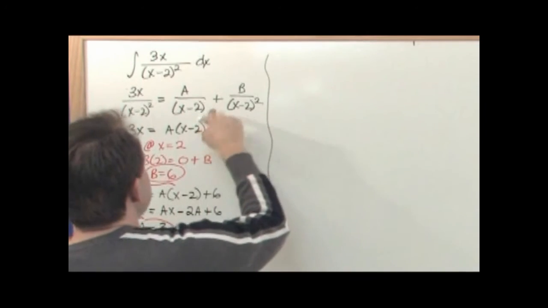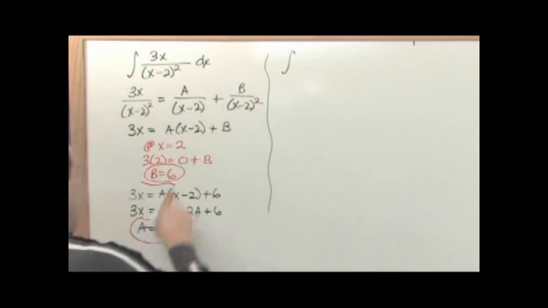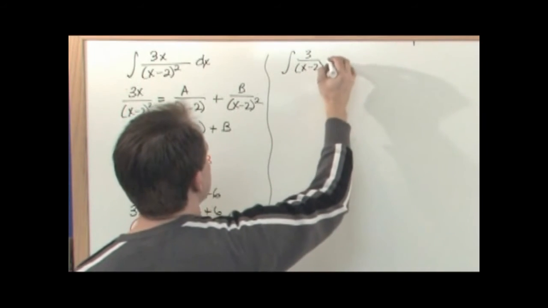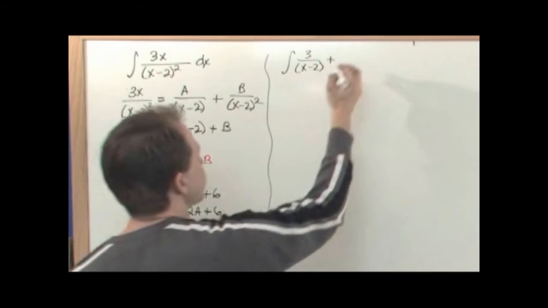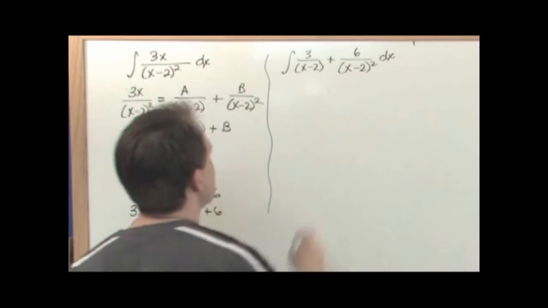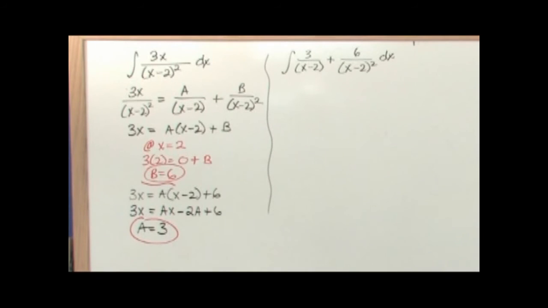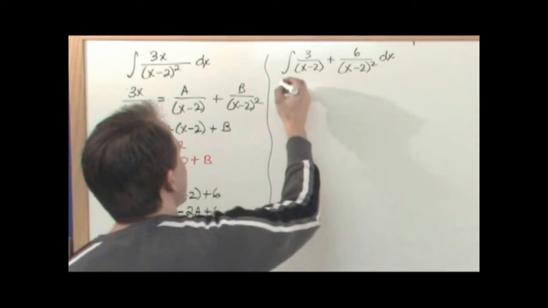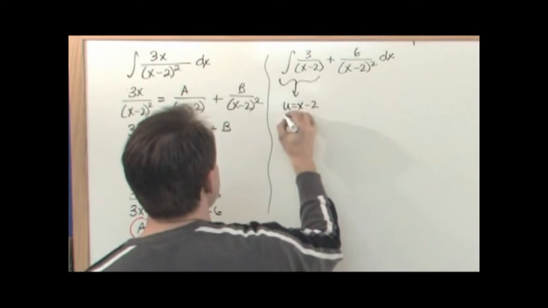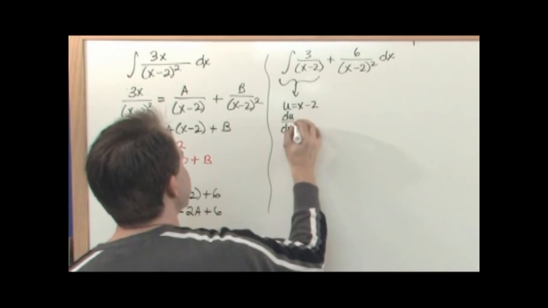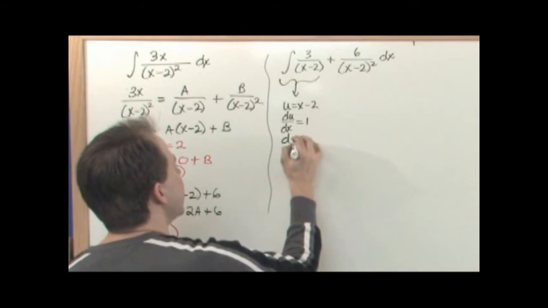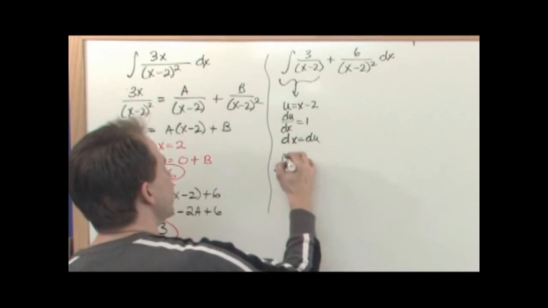What we're going to do is say now our integral has changed to a, which is 3, over x minus 2, plus b, which is 6, over x minus 2 squared dx. So we've done our partial fractions expansion, and that's what it is. So I'm going to tackle this integral first, and I'm going to say u is equal to x minus 2, du dx is equal to 1. Taking the derivative of this is just 1. Okay? And then dx is equal to du, and now I'm going to go ahead and do the integration.